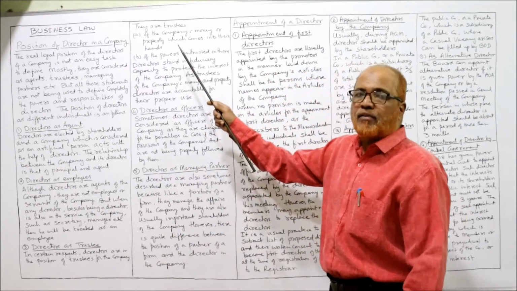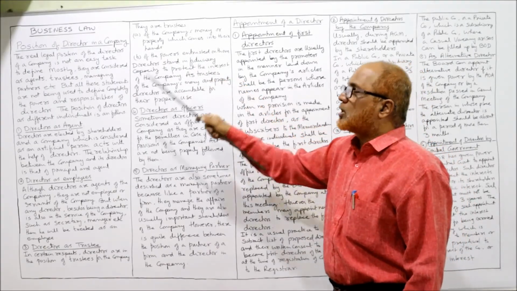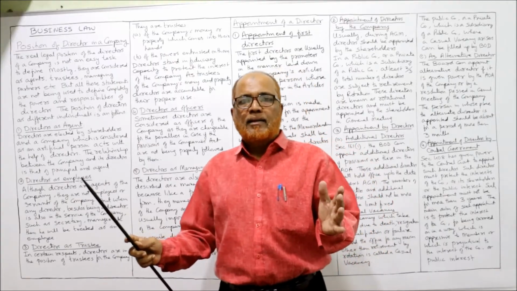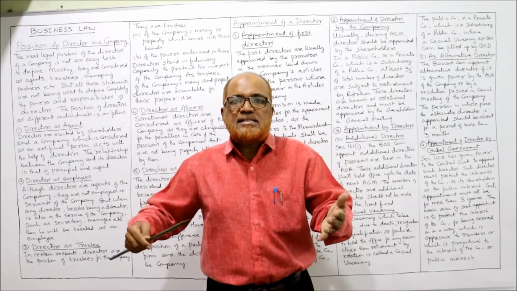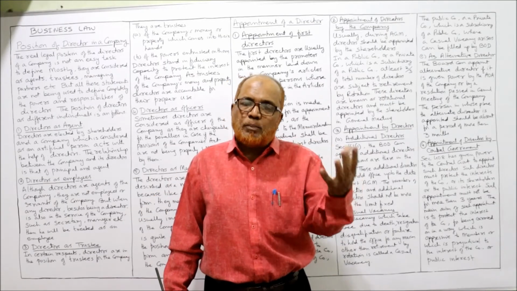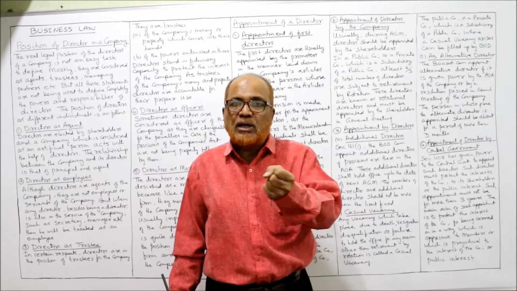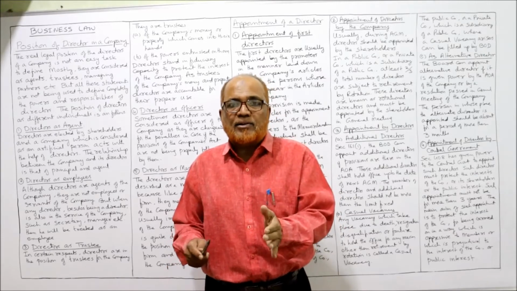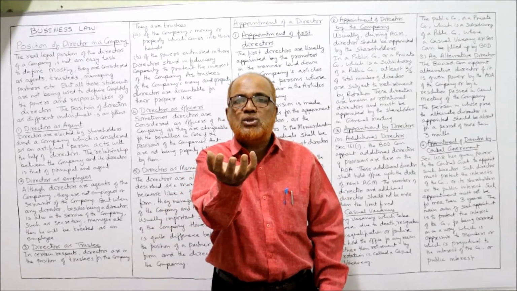How do they perform as a trustee? Here you can see they are trustees of the company's money and property which comes into their hands. The company's property and money, the company itself cannot hold because it is an artificial person. So there should be somebody who takes charge of the money and property of the company. Here, directors. The company's property and money is in the hands of the directors.